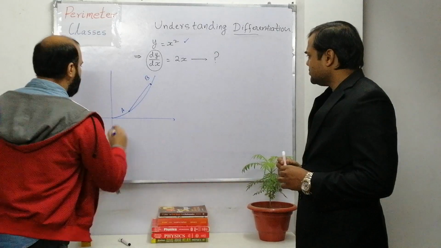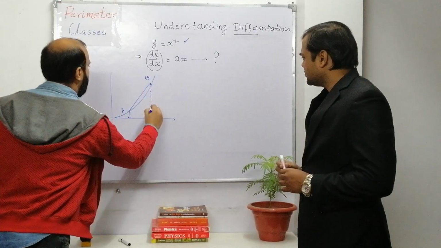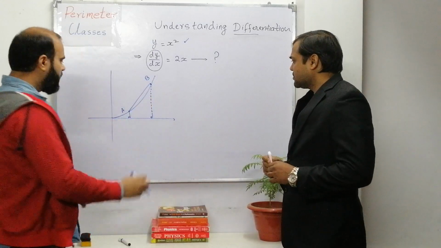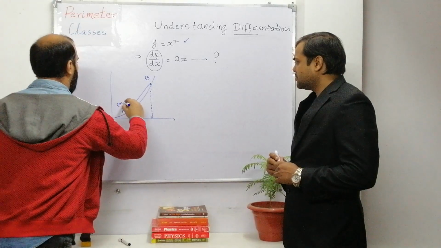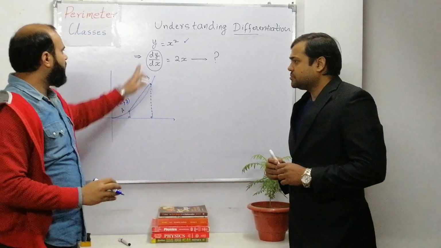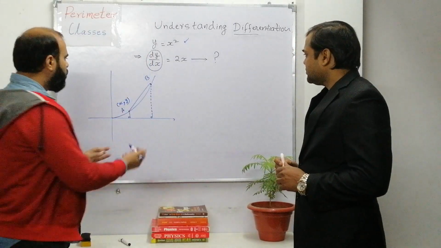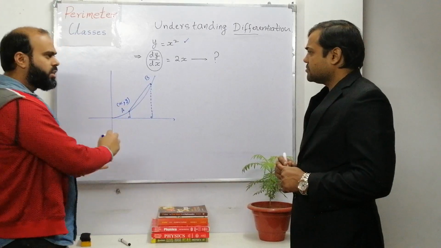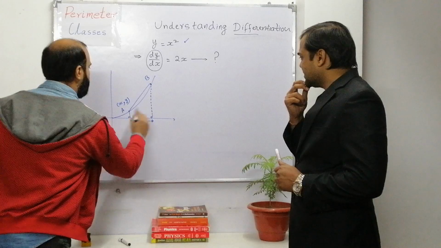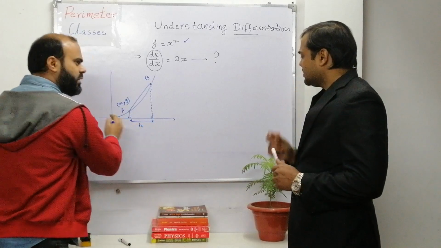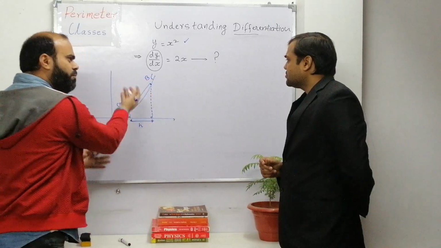We can also do one thing. We can drop a perpendicular on the x-axis here and another perpendicular on the x-axis here. Suppose this A has coordinates x comma y, such that x and y are related like this: y is equal to x square, because this is the graph. I will take another point B, which is at some other position, away from this point at a horizontal distance h.